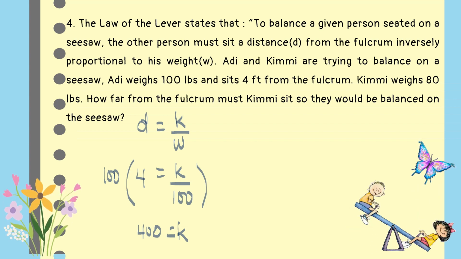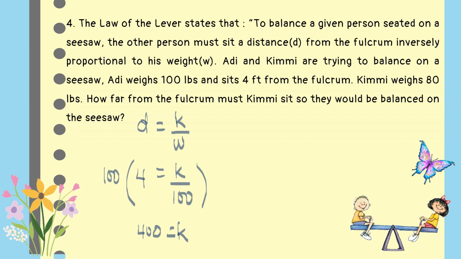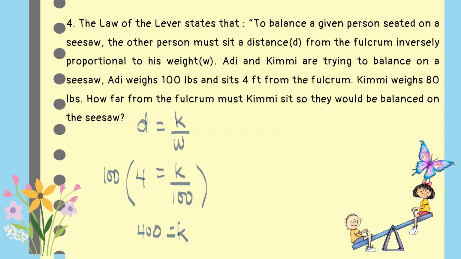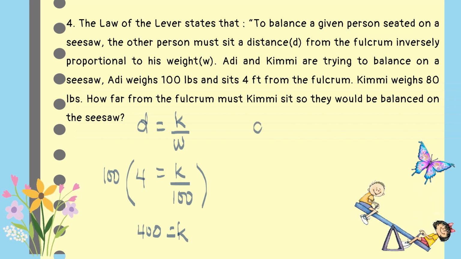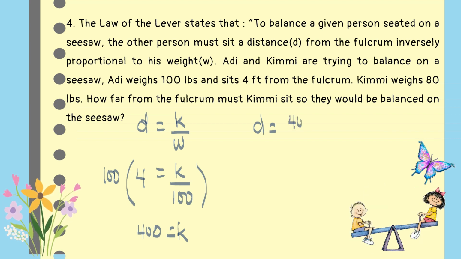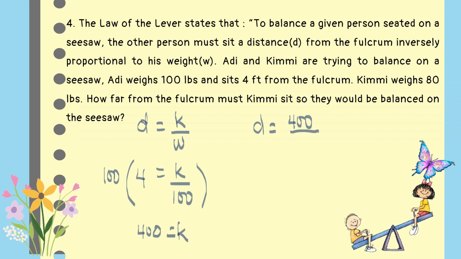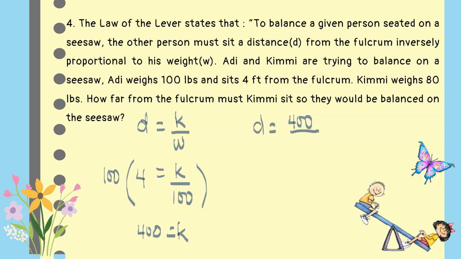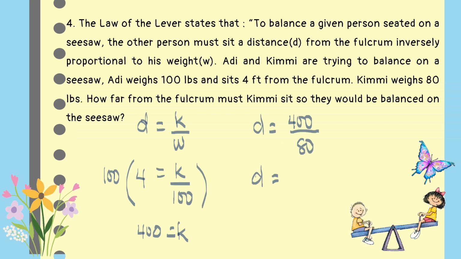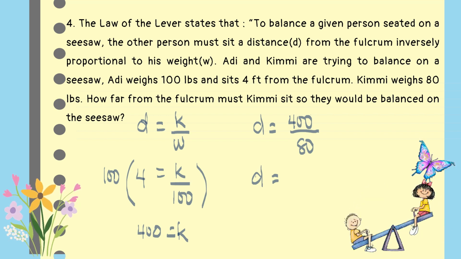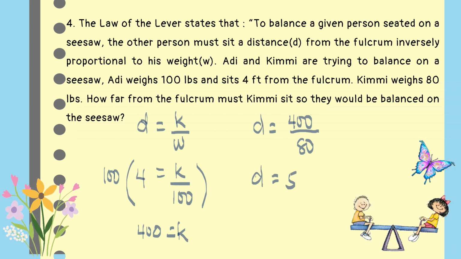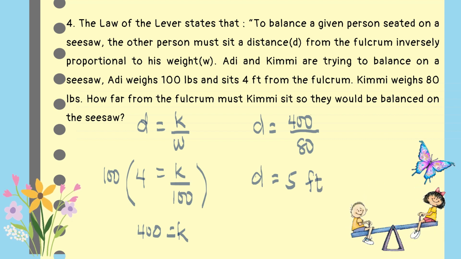Now, the question is, how far from the fulcrum must Kimi sit so they would be balanced on the seesaw? So, we are looking for D or distance. To solve for that, we have D equals the obtained value of K, which is 400, over the weight of Kimi, which is 80. So, distance or D is equal to 400 divided by 80, which is equal to 5. So, the distance is 5 feet.